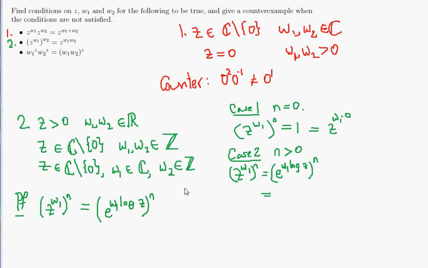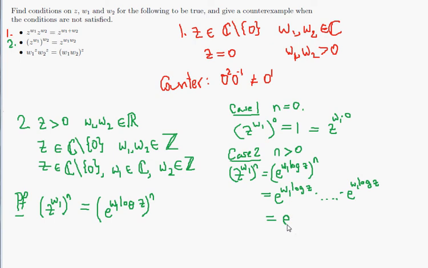Now we know full well how to raise things to integer exponents. So this is equal to e to the w1 log z times itself n times. And from a theorem in class, the exponential function, I have e to the x times e to the y is equal to e to the x plus y. So that's a theorem we proved in class. In other words, we're using the first law of exponents to simply add up the exponents.